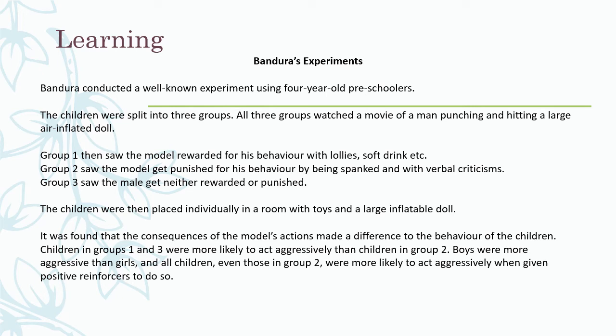So think about it this way. In group 1, someone's been engaging in poor behavior and they're getting rewarded for it. In group 2, they get punished for it. In group 3, they didn't get rewarded or punished, so there's no consequences. So you can hit people and get no consequences, and that's what the children actually started to think about.